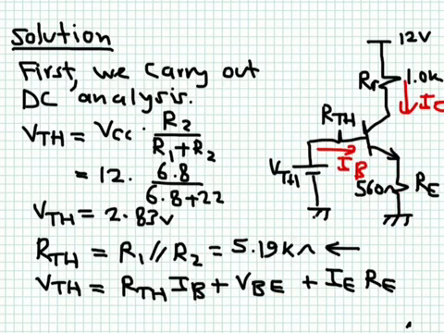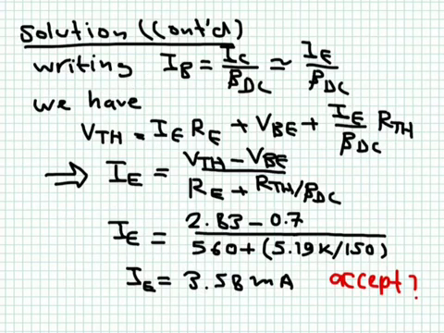Either you do it that way and get rid of IE and replace it by beta DC plus 1 multiplied by IB and then solve for IB, or write IE as approximately equal to I collector and replace I base by I collector over beta DC and then solve for I collector. Both of them should give you very similar answers. I used that approximation. I said that I emitter is approximately equal to I collector, and I replaced the I base by I collector over beta DC. Now if you do that, you are able to solve for the emitter current.